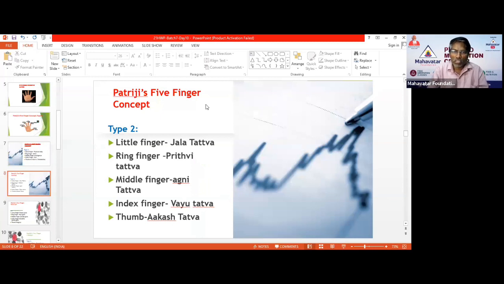The second type: the little finger refers to Jala Tattva, the ring finger refers to Prithvi Tattva, the middle finger refers to Agni Tattva, the index finger to Vayu Tattva, and the thumb refers to Akash Tattva. Here you see the Panchabhutas as per Mudra therapy, and as per this type 2 there's a little difference. What is the difference? In the Panchabhutas, this is actually fire, but here we call this Akash Tattva, and the middle one refers to fire. In this so-called Patriji five-finger concept type 2, we refer to this one as Akash Tattva.